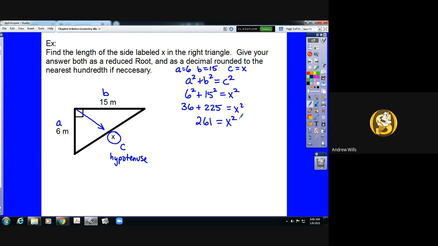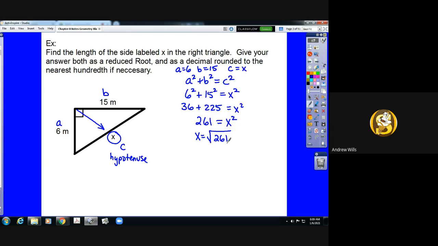So here's your next question for the chat. How do we solve that equation for x? We have x squared equals 261. What do we do next? Type in the chat. What do we do next? Yep, nailed it. We take the square root of 261. So x is going to be the square root of 261.